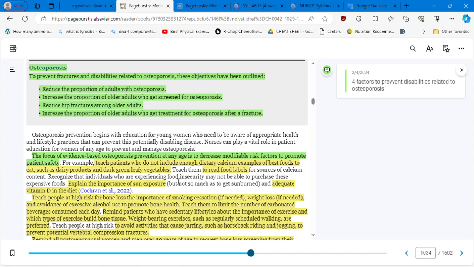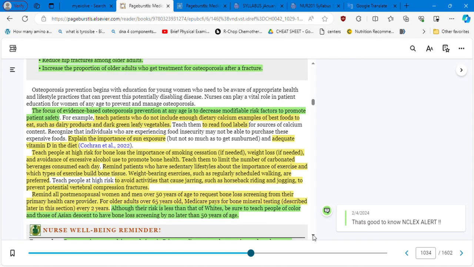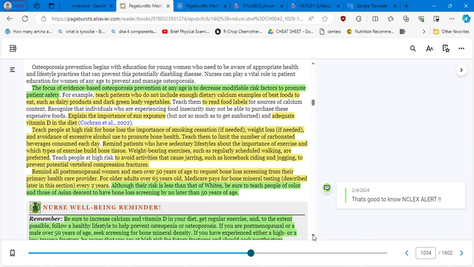Teach patients who do not include enough dietary calcium examples of best foods to eat, such as dairy products and dark green leafy vegetables. I gave you in the previous chapter a supplementary file with articles and websites where you can see where else you can find calcium in food, fruit and vegetables. Teach the patients to read labels, explain the importance of sun exposure. This is related to vitamin D. And also we can get adequate vitamin D in the diet, meaning your supplements, right?